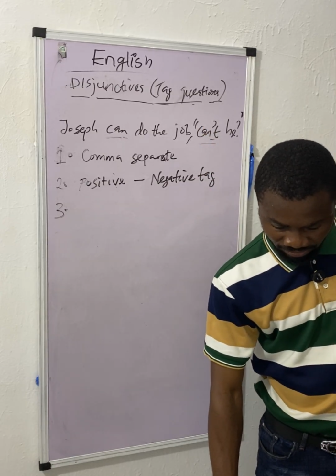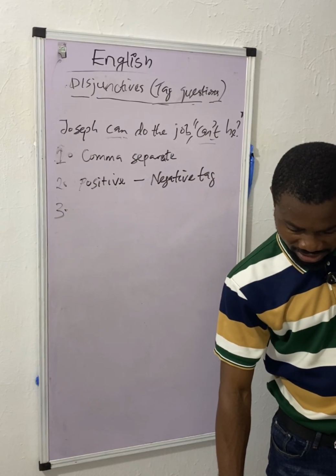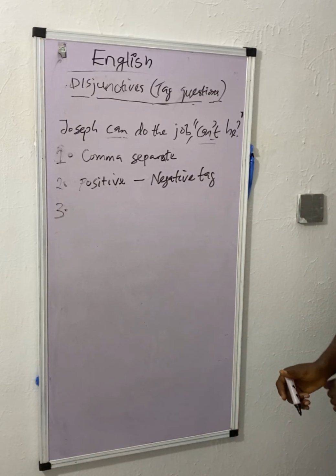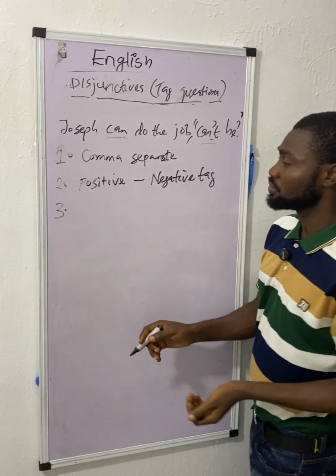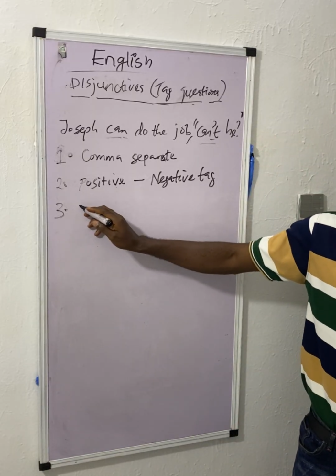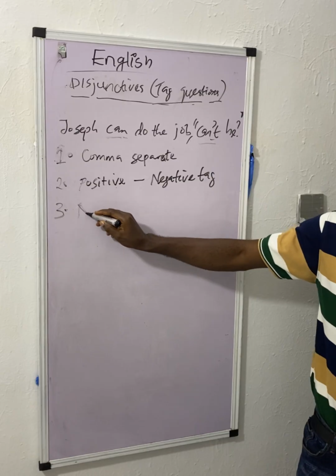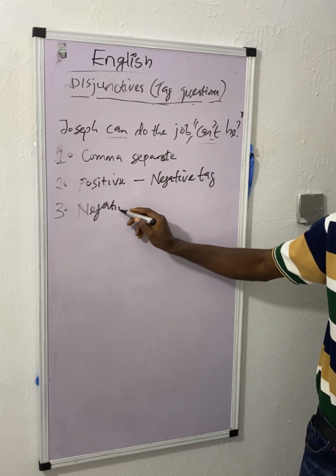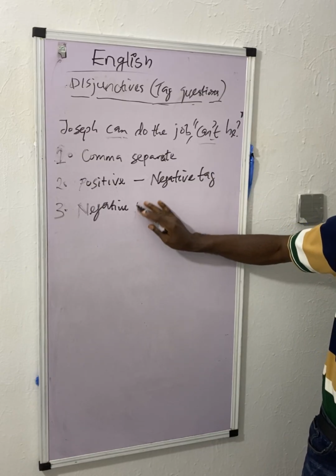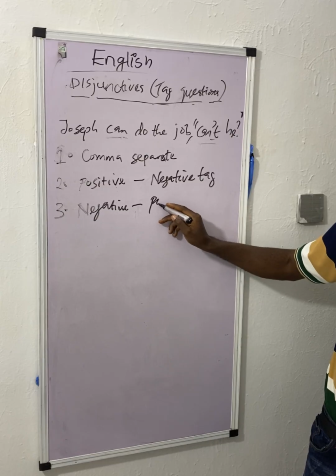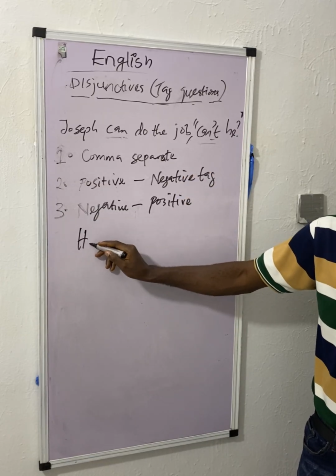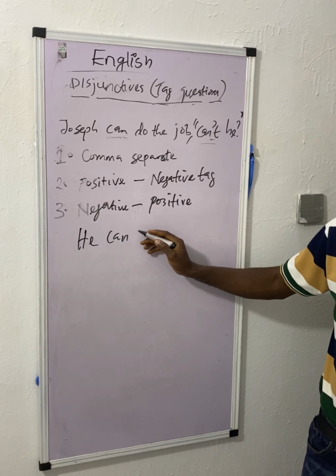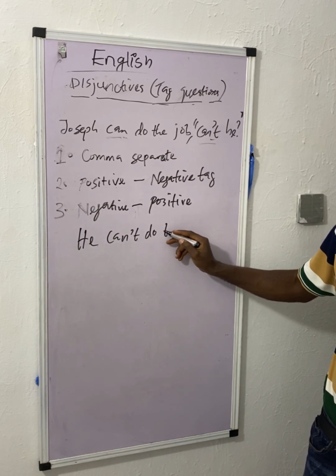Then the fourth one is negative statement goes with positive tag. So you all know that a positive statement goes with a negative tag and the other way around. So let's say we have a negative statement, negative to positive. What's the negative statement we are going to put? Let's say, he can't do the job.